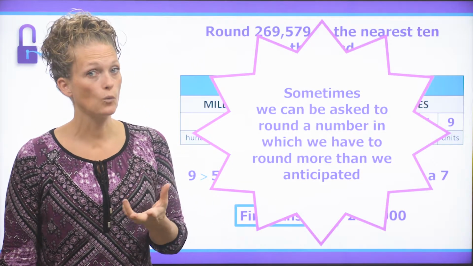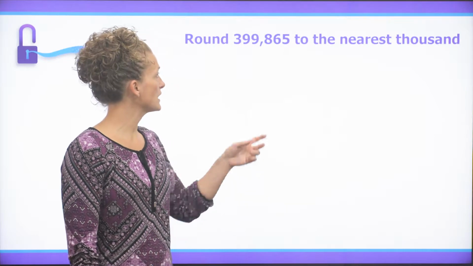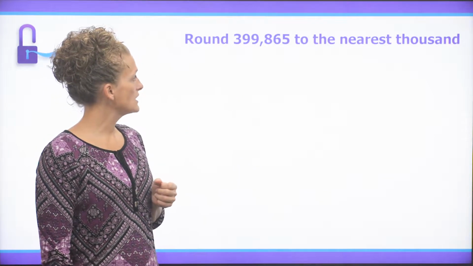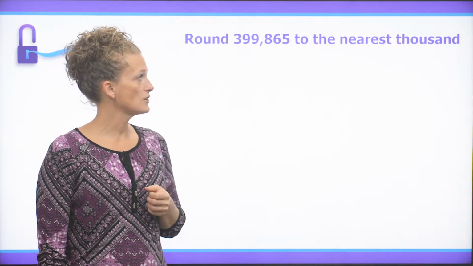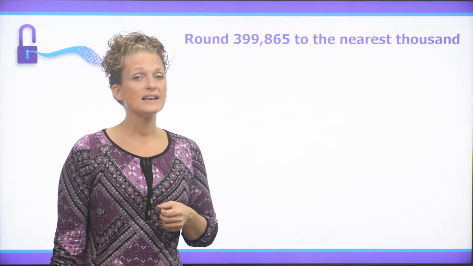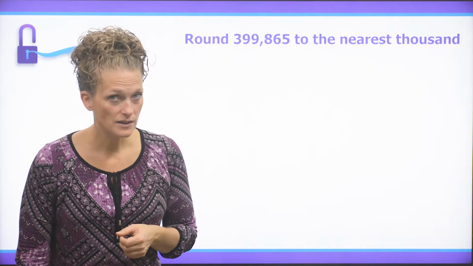Now, sometimes we can be asked to round a number in which we have to round more than we anticipate, so more than once. Well, what does that look like? Well, here we have 399,865, and we are asked to round it to the nearest 1,000.